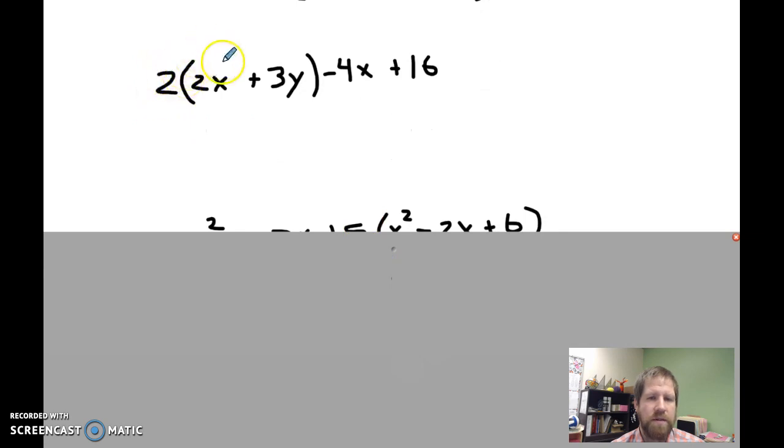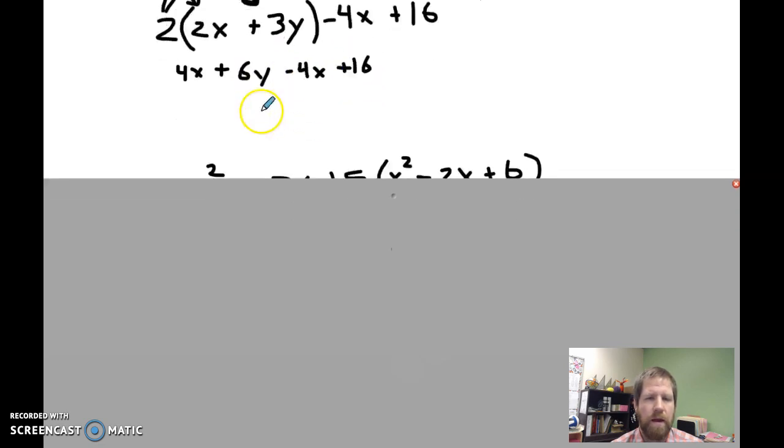We have 2 times 2x plus 3y, and then outside the parentheses, minus 4x plus 16. So we multiply by each term. We distribute. 2 times 2x is 4x, plus 2 times 3y is 6y, and then I've got my minus 4x plus 16. Now I'm back to combining like terms. In this case, I'm not going to move things around because I've only got 2 like terms, and you can see I have a 4x and I have a negative 4x, so those actually are going to cancel each other out, and I'd be left with just 6y plus 16.